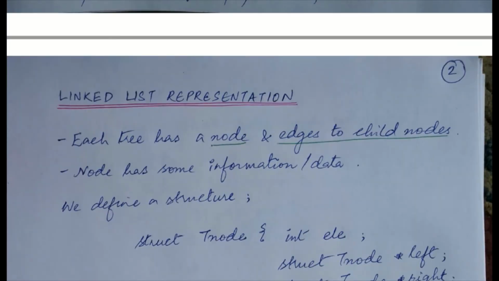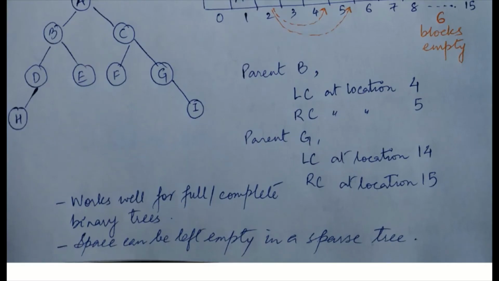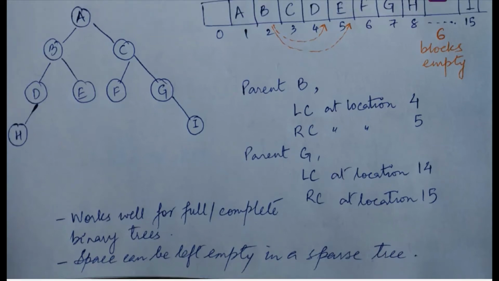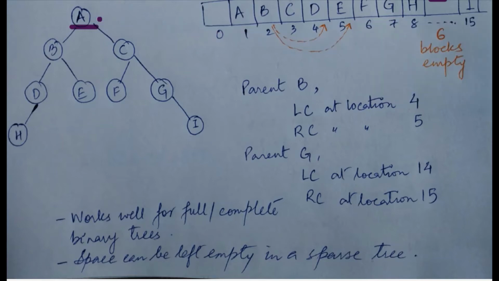So how do we do the same thing using the linked list representation? It's not actually a linked list because a linked list is linear, but it is a representation similar to a linked list. In a linked list, if you had a node A, it would be connected to a node C using a pointer. Let me draw it here. So it would have been like this.